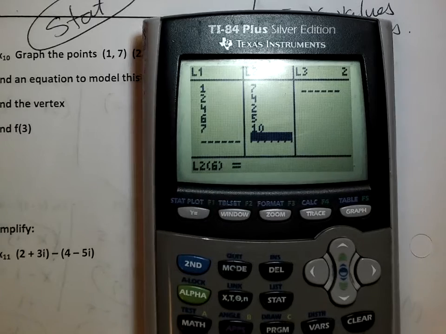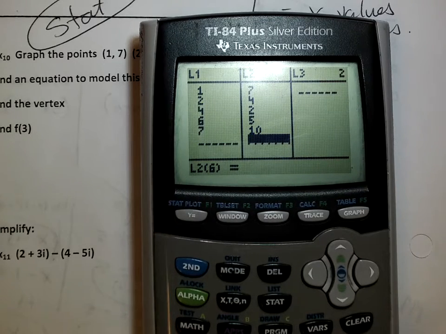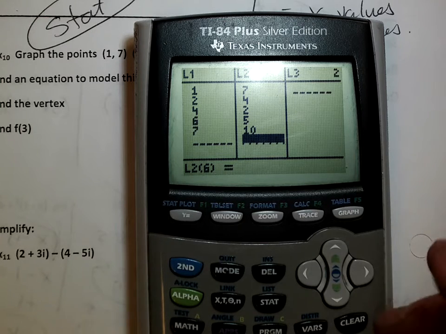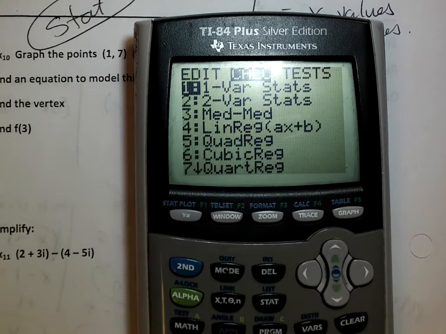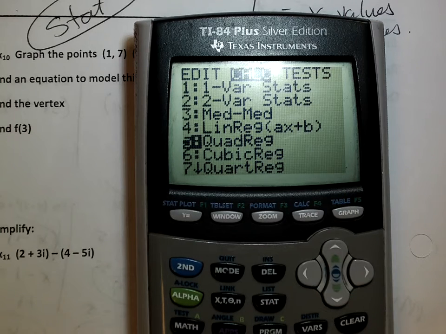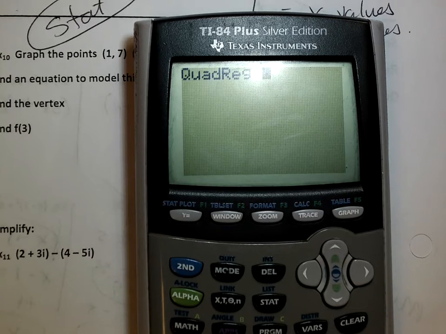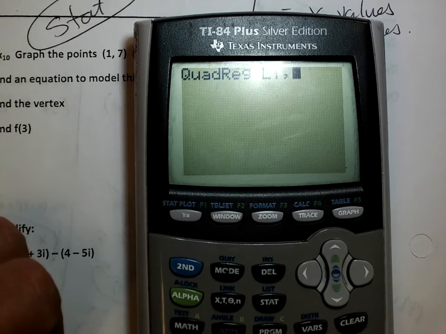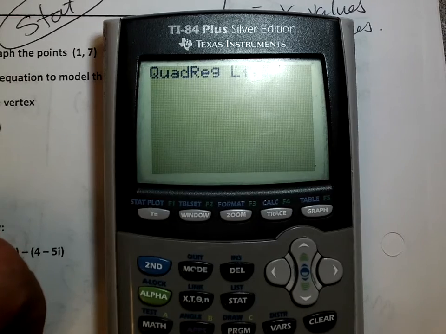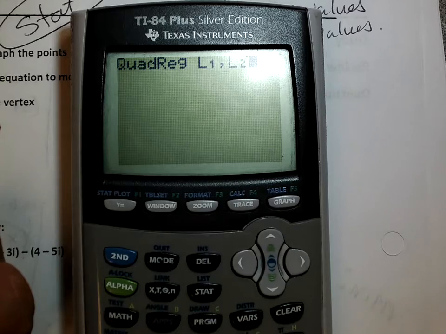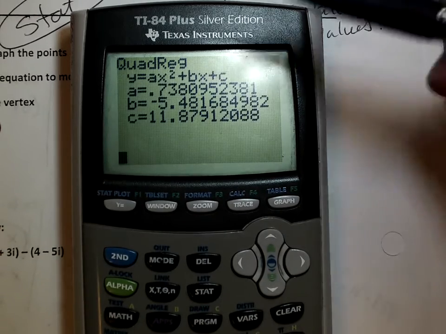How am I doing? So far, so good? We're going to go back to Stat, Calc, because we need to calculate an answer. But I need a quadratic regression, because that's what we're doing, quadratics. Quadratic regression. Tell it list 1, comma, don't forget the comma, unless you have a fancy calculator. List 2. Boom.